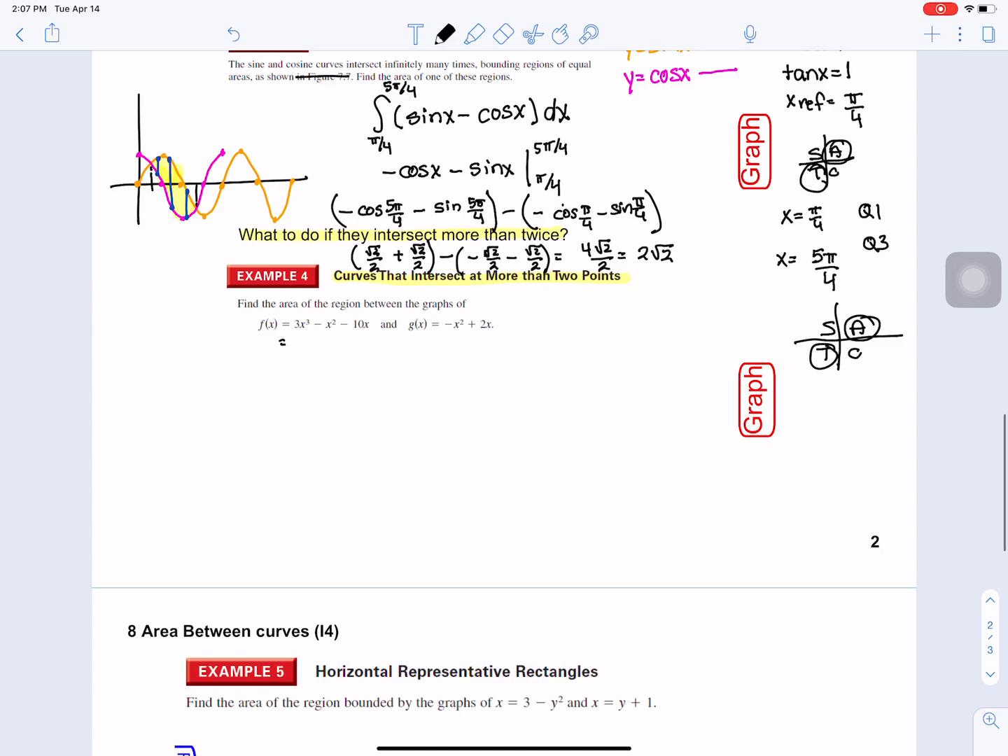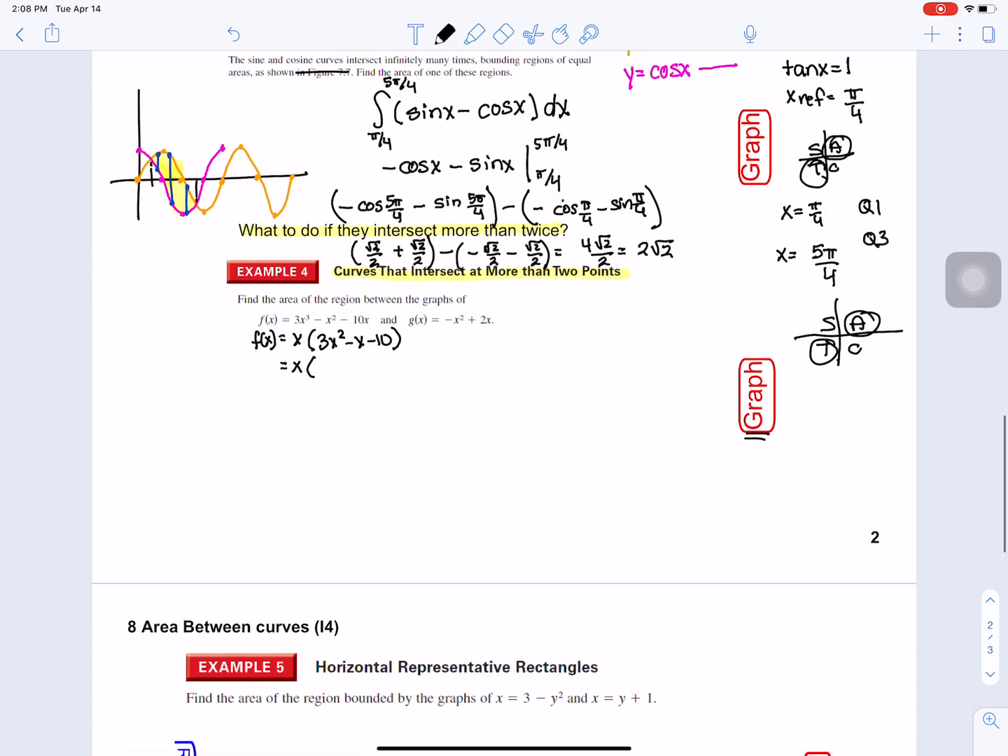Again, there's a graph tab here, but you can notice I didn't pull it out because I'd expect you to be able to do it. I'm going to factor out the x on the f of x graph. I get 3x squared minus x minus 10. And then I would continue to factor that. I need two numbers to multiply to negative 30, add to negative 1. I know that's going to be possible.